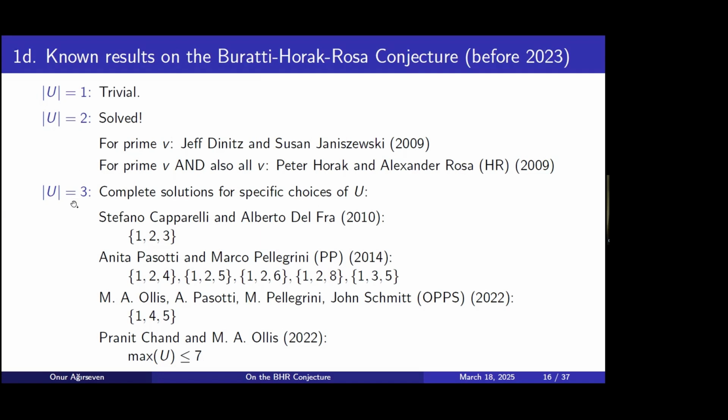But the moment we hit, not U, of course, the size of U is what I mean. The moment we hit the size of the underlying set being 3, things start getting ugly. You have to make a choice. Either you pick specific examples, and in those specific examples, you can solve them. In fact, recently, my collaborator Matt, with a student of his, Pranit, did this for a bunch of them, where the maximum element in the U is not greater than 7, they have resolved it. Of course, they did it computationally, but still, it is doable.